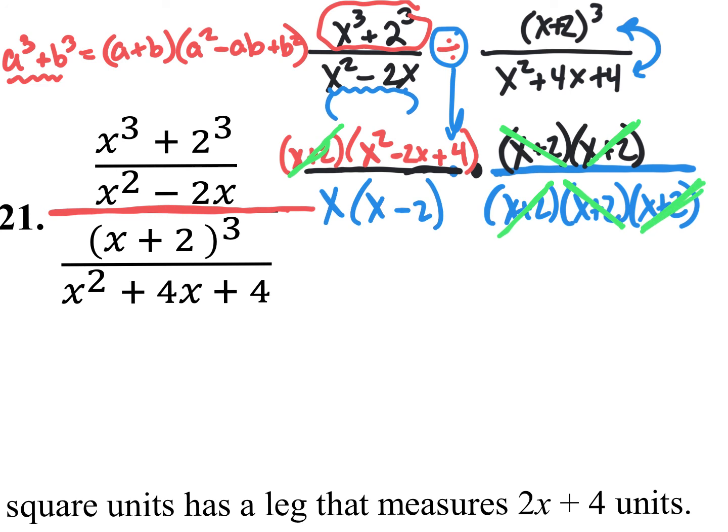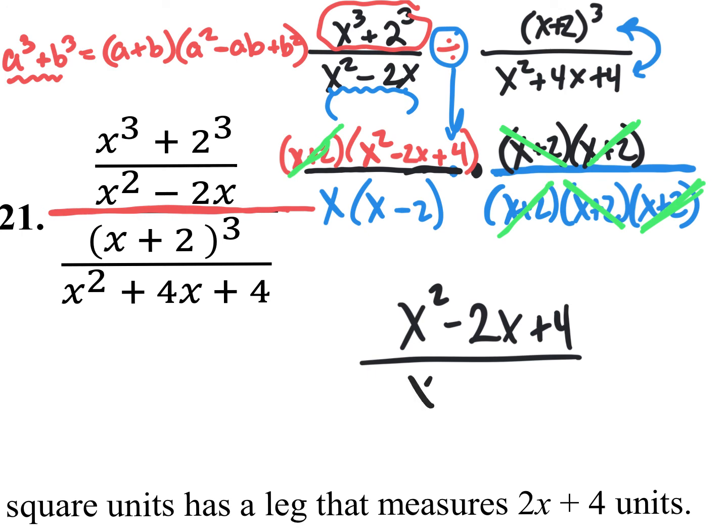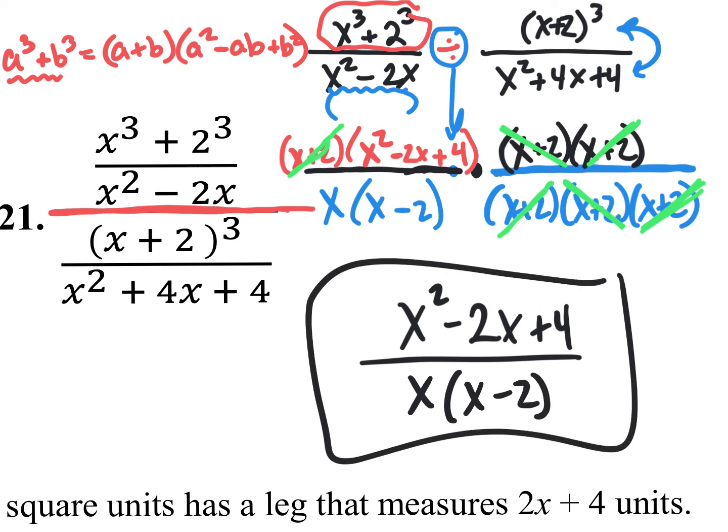What's left over? Exactly this, x squared minus 2x plus 4 over, now I don't have to put this in parentheses because there's nothing left over else up on top. If there would have been like a 5 out here or an x plus 2, yeah, I'd have to put this in parentheses. But since there's nothing else, I don't need parentheses. On the bottom, I truly do have the x times x minus 2. That's my final answer. We're done.